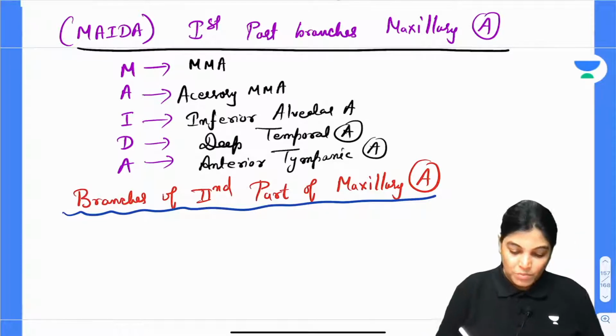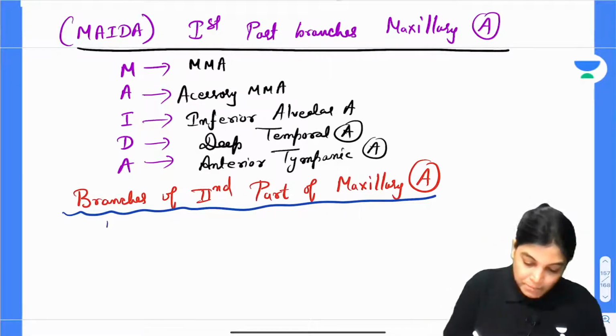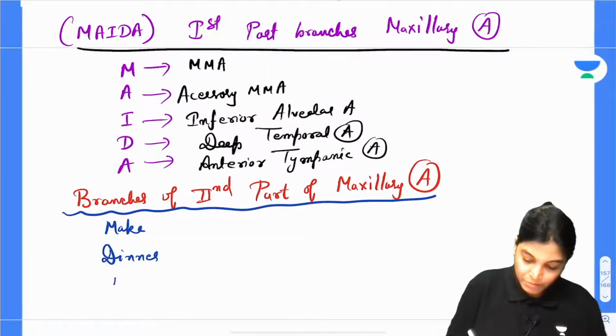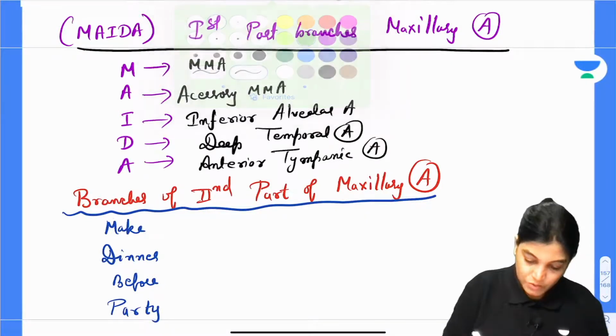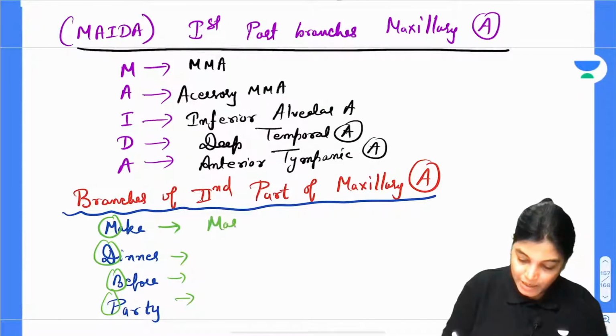So we have got 4 muscular branches and you can memorize them by "make dinner before party." So here M, D, B, P. Make dinner before party.